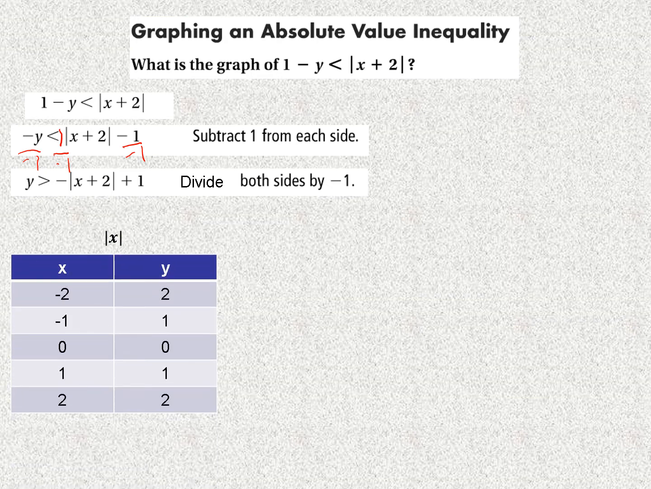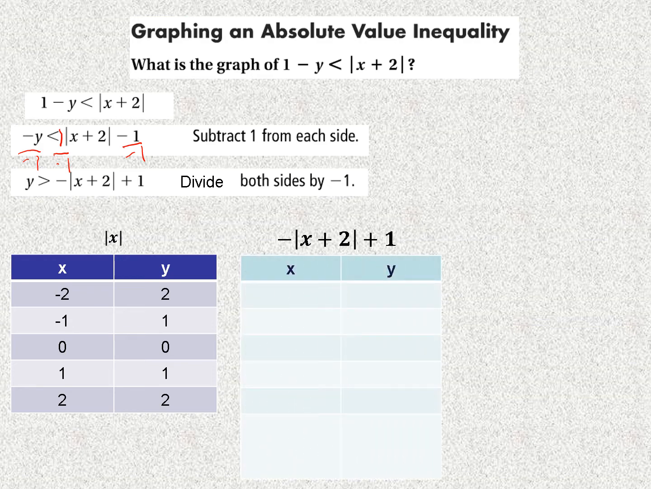So we start with our parent function table. Remember, the b and the h are inside the function, so they affect the x's. We also know it's opposite day inside the function. The b is 1, so we'll ignore it. But it does say x plus 2, and since it's opposite day, we're really going to subtract 2. So negative 2 minus 2 is negative 4. Negative 1 minus 2 is negative 3. 0 minus 2 is negative 2. 1 minus 2 is negative 1. 2 minus 2 is 0.